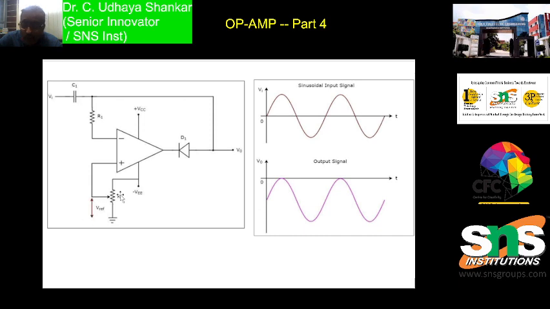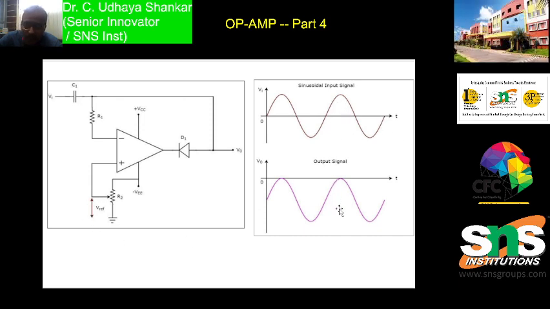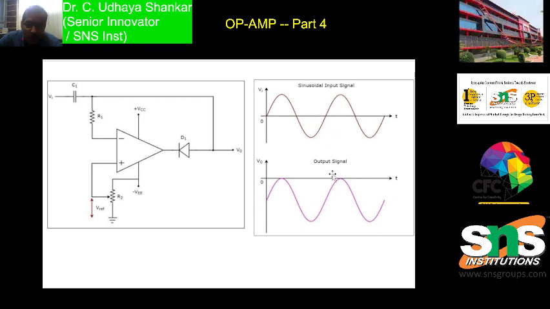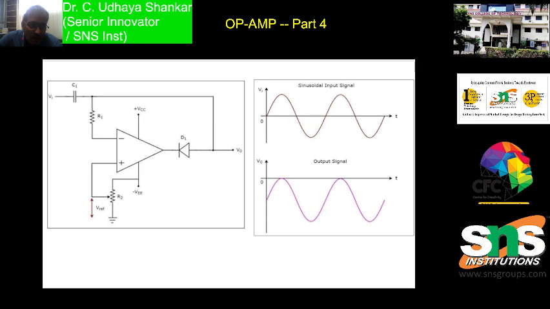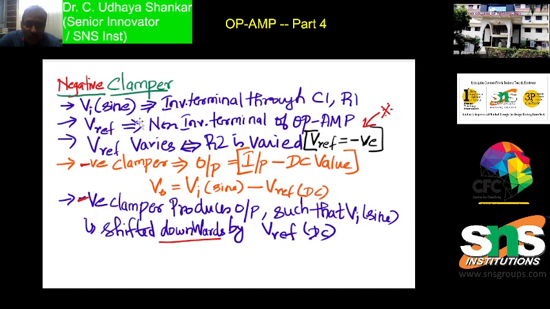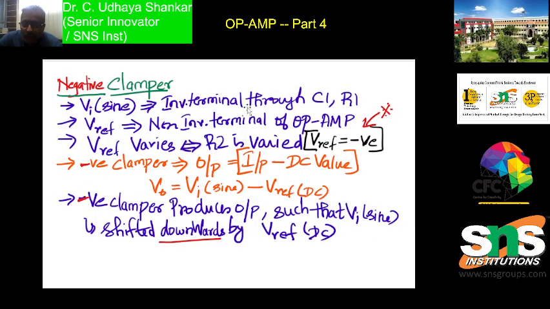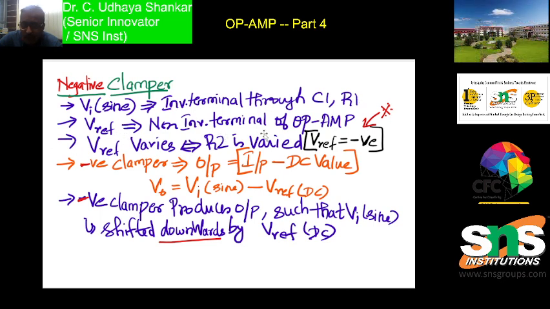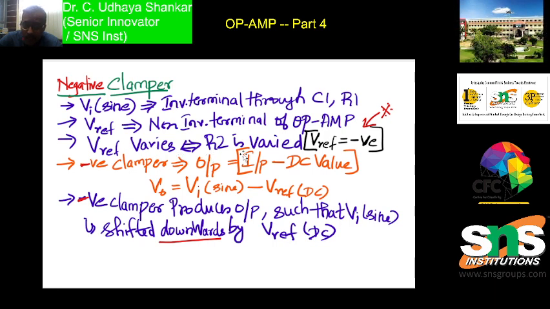When the V reference value is very high, the shift in the sinusoidal input voltage will be very high. So this is the working, and this is the output waveform. The input waveform and output waveform have been given, and this is the circuit. The sine waveform is given to the inverting terminal through C1 and R1, and similarly the Vref is given to the non-inverting terminal of the op-amp. The Vref can be varied by varying the R2 value.